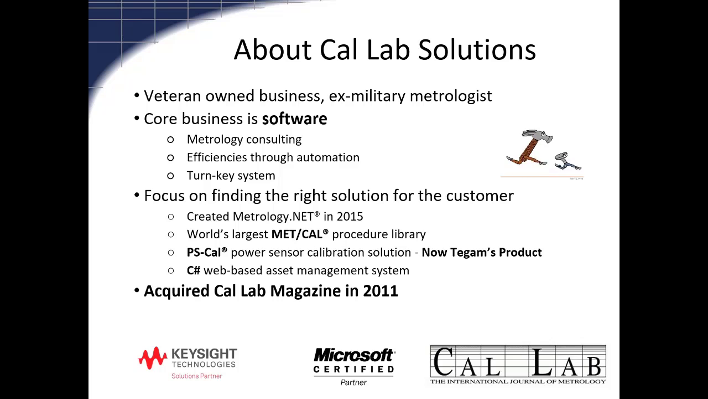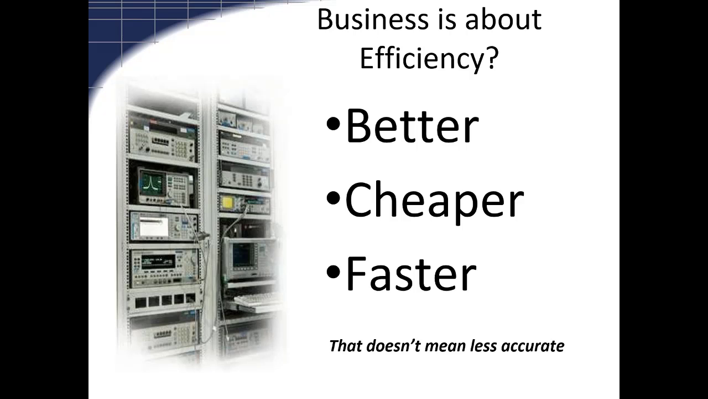So you all know that CalLab Solutions is a company that does automation. So we created metrology.net starting back in 2013, and we had it out as a project in 2015, and we were moving forward with doing more and more things with this. Automation is always about business efficiencies, doing things better, cheaper, and faster. And that's what we're trying to do in here.